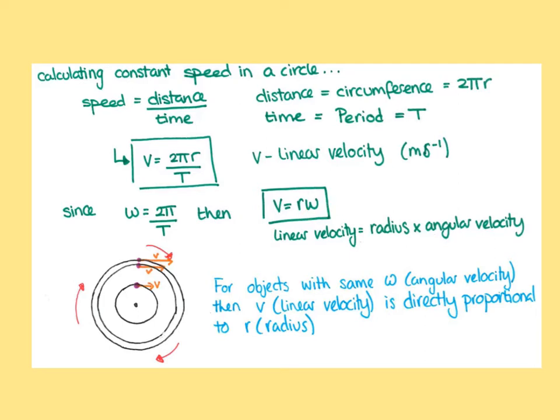Now what this means is that if we had 3 objects, so you can imagine these were the 3 Lego bricks at different radiuses or radii from the centre of the circle, the linear velocity is directly proportional to the radius. So if you double the radius, you're going to double the linear velocity because they've all got the same omega, the same angular velocity.